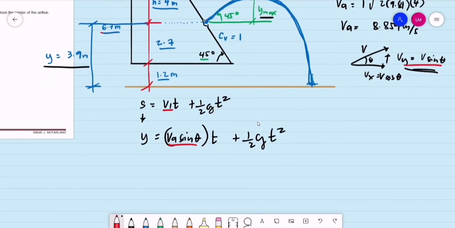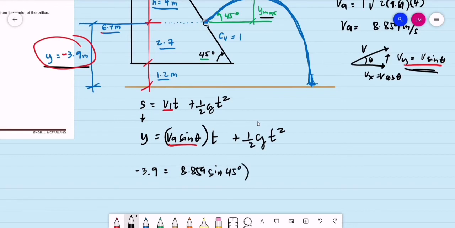Then, one thing more, kung babagsak yung isang projectile sa mas mababang elevation, ina-assign natin yung sign ng y as negative. So, dapat ito, yung y should be negative. So, negative 3.9 equal to, vertical distance ang usapan, so gamitin natin vertical component ng velocity. 8.859 vertical component sine ng 45 degrees, multiplied by the time, plus 1/2. Initial direction ng projectile ay upward, kaya ito ay negative 9.81 times the time squared.